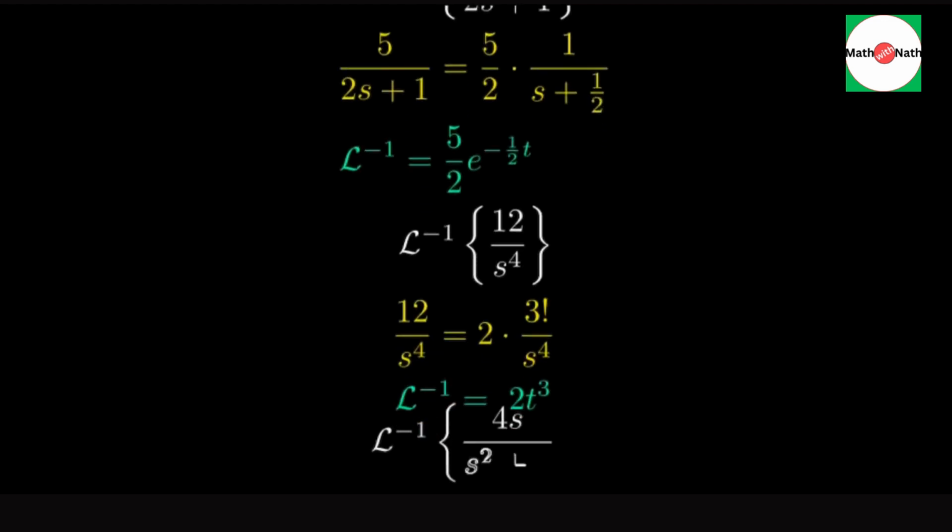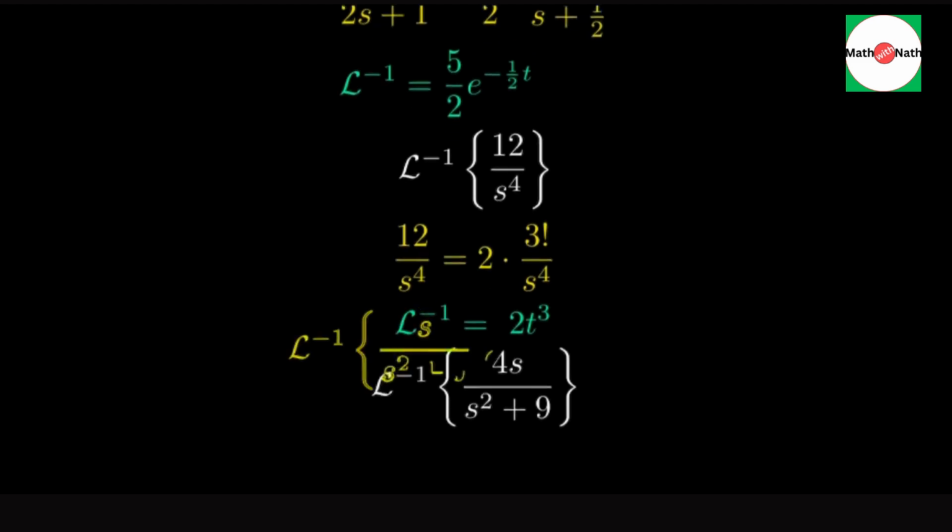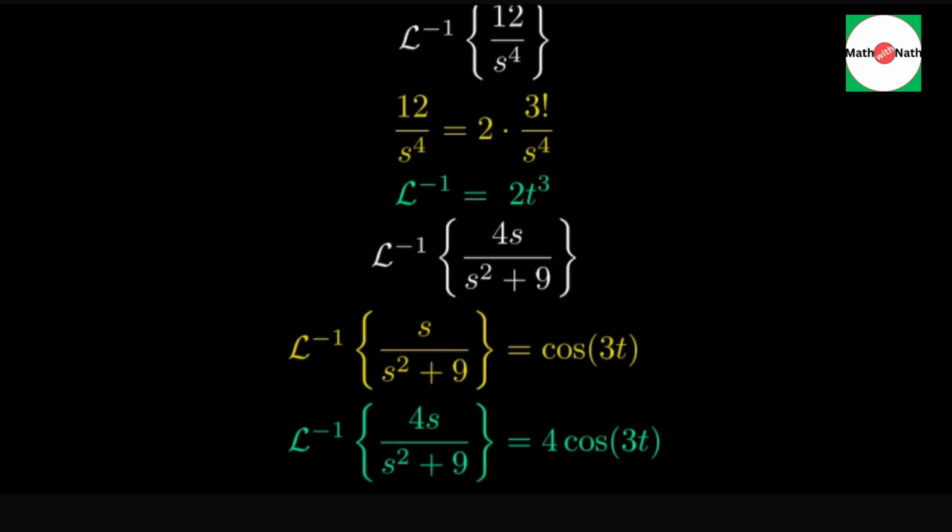Inverse example C. 4s over s squared plus 9. This is the cosine form, where b equals 3. Since the numerator is s, we match cosine. The inverse is 4 cosine of 3t.